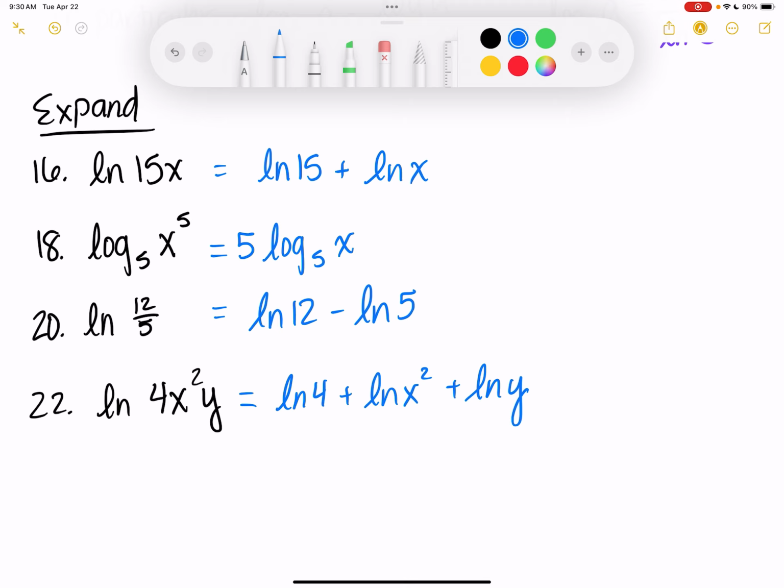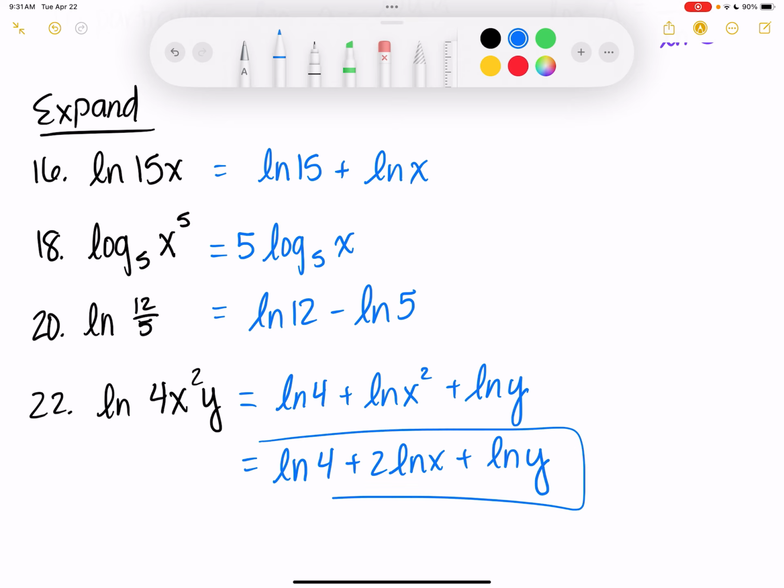But just know that it only goes on whatever term it's touching. That 2 is only going to go in front of ln of x, not in front of the other ones, because only x is being squared. That's why a lot of times I will wait and do it after I've already split it. So my answer will be ln of 4 plus 2 ln of x plus the ln of y. So this would be fully expanded.